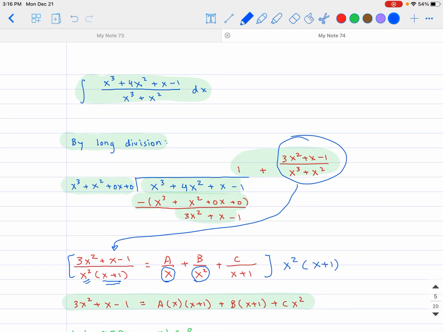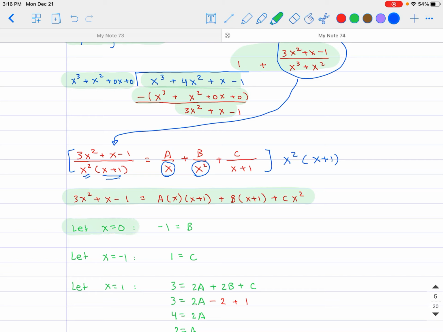First, we're going to let x equal 0. That's going to get rid of this term over here, and it's going to get rid of this term over here. So that leaves you with this term right here, which becomes just b because x is equal to 0. And here on the left, x equals 0 will give you -1. So b is equal to -1.